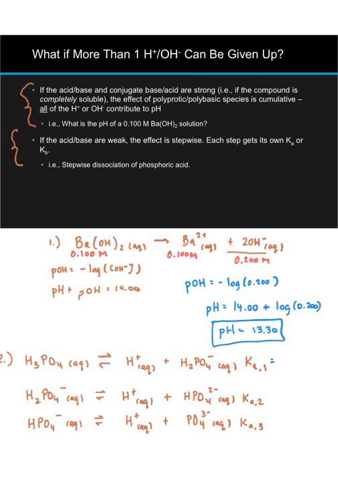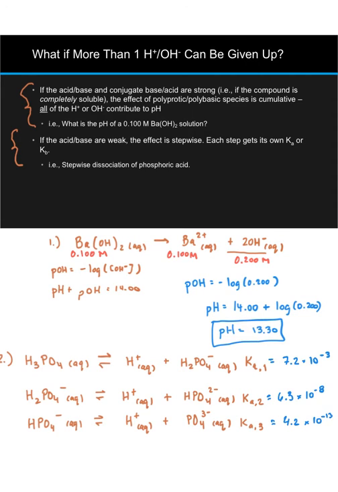The first hydrogen that dissociates from phosphoric acid has a Ka value given as 7.2 times 10 to the minus 3. For the second hydrogen that deprotonates, we have a Ka of 6.3 times 10 to the minus 8. For the third H+ that deprotonates, a Ka value of 4.2 times 10 to the minus 13.